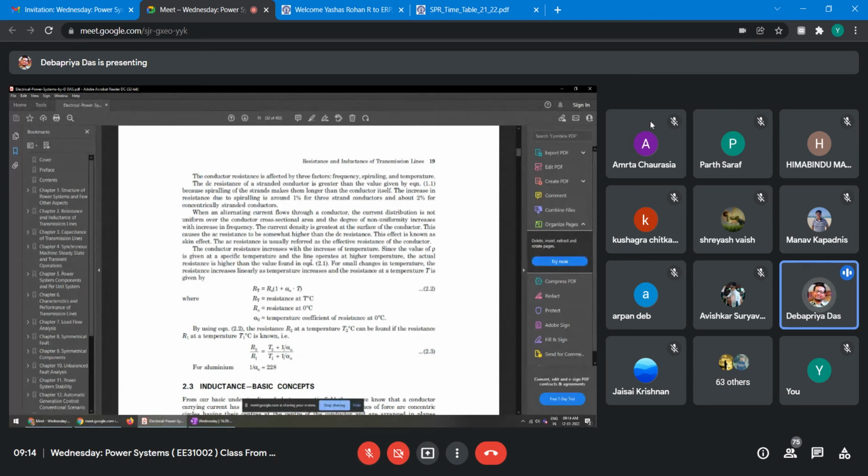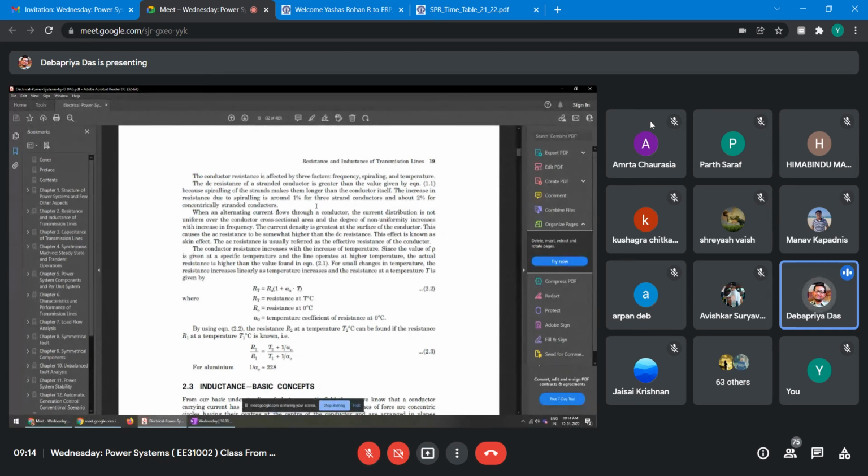And temperature, of course, with the increase of temperature, resistance will increase. One question I'll put later regarding this temperature. So the DC resistance of a standard conductor is generally greater than the value given, because of spiraling: 1% for 3 and about 2% for concentrically stranded conductors, right? So a little bit more, but before spiraling they also know the length.